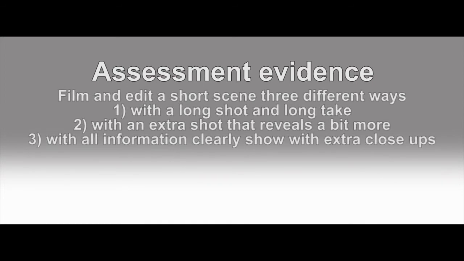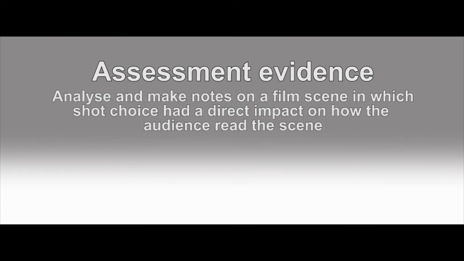For assessment evidence, try filming and editing a scene in 3 different ways. 1, using just a long shot and long take that keeps information hidden from an audience. Another that shows a little bit more information. And 1 that shows everything to the audience that they need to know. Please make sure you keep the 3 different versions for later assessment purposes. Make sure that you also analyse and make some notes on a film scene in which shot choice had a direct impact on the audience.